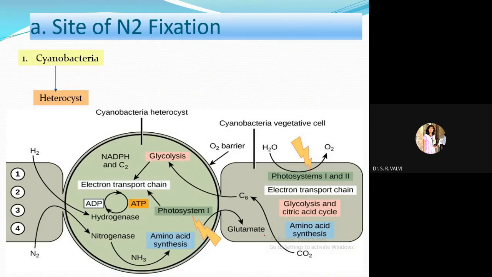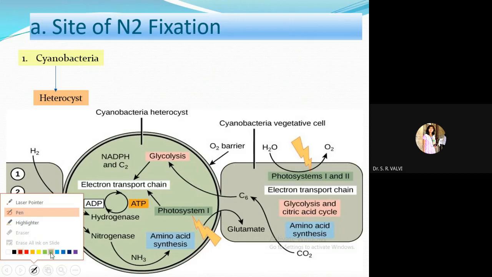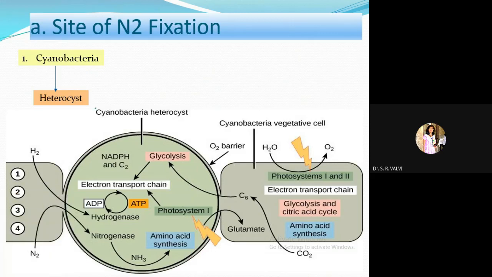This is a very important point for nitrogen fixation in case of diazotrophs. First I have taken cyanobacteria, the blue-green algae. Which is the place or site that fixes atmospheric nitrogen? In case of cyanobacteria, the heterocyst is the site which is going to fix the atmospheric nitrogen.